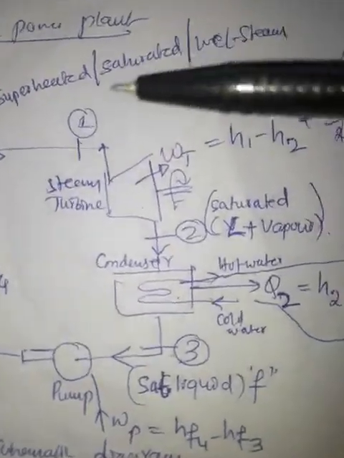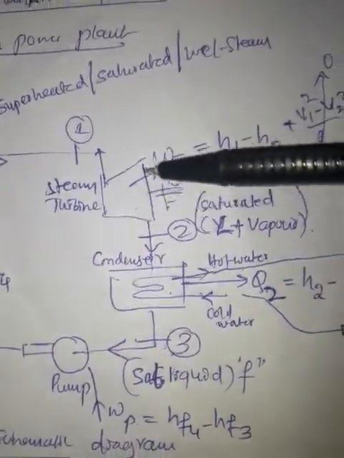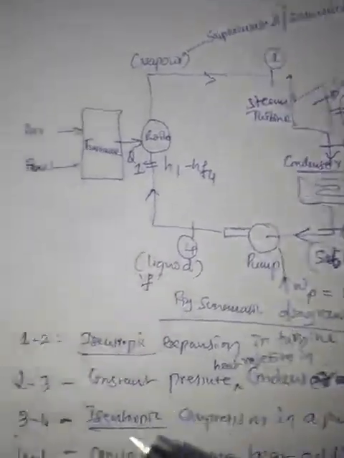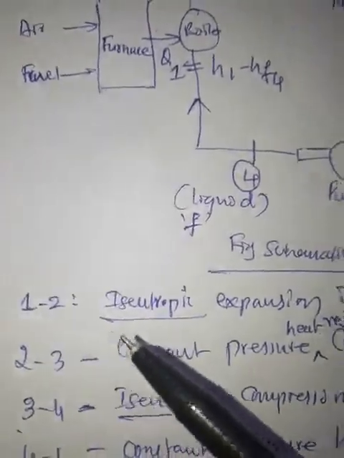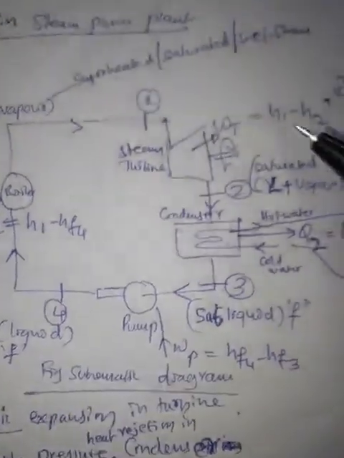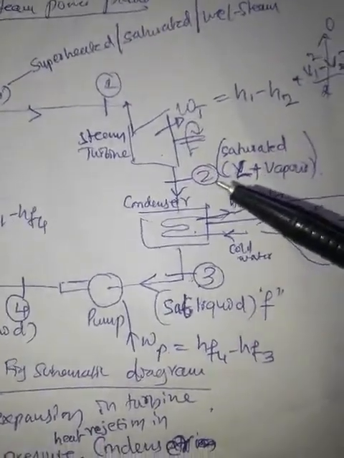Now the process 1 to 2, here the steam undergoes isentropic expansion. Hence the process name can be written as process 1 to 2: isentropic expansion in turbine. This is the process 1 to 2, which means entropy remains constant during this.